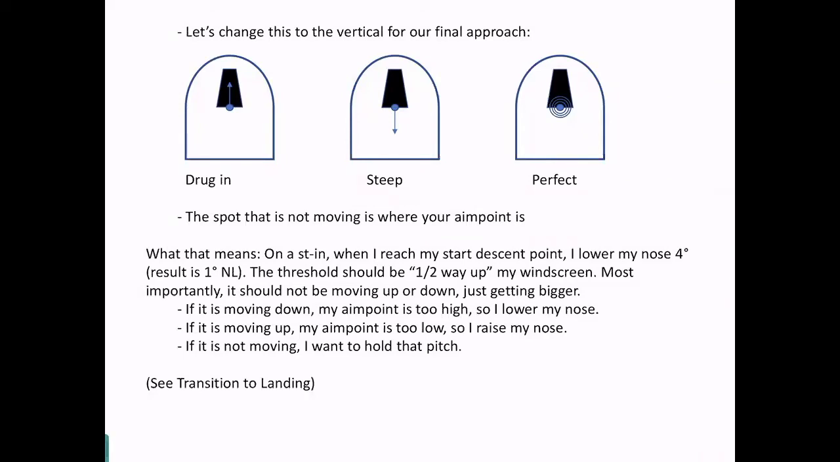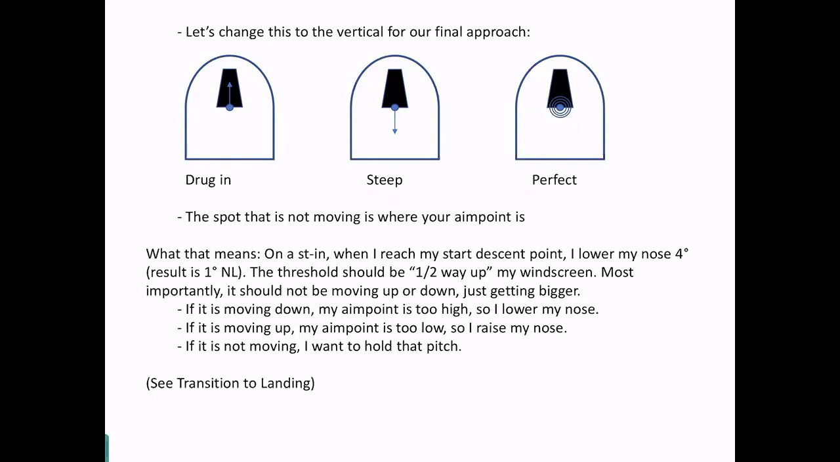If I see that threshold is moving up in my windscreen, then that means I'm aiming below it. I'm going to get low, what we call drug in, and I'm going to land short of the runway. In case you're curious, that would be bad.